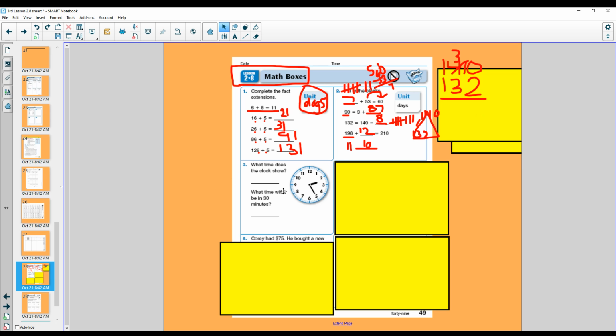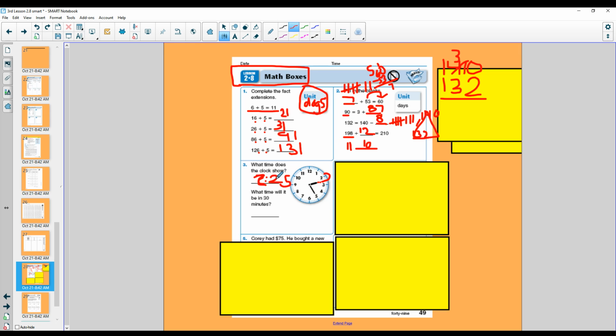What time does the clock show? Okay, remember the word hour is shorter, so we get the hour first. And remember, you always hook back around. So the hour is 2. Now let's figure out the minutes. That's not a good 2, third graders, but I did my best. 5, 10, 15, 20, 25. So it's 2:25.